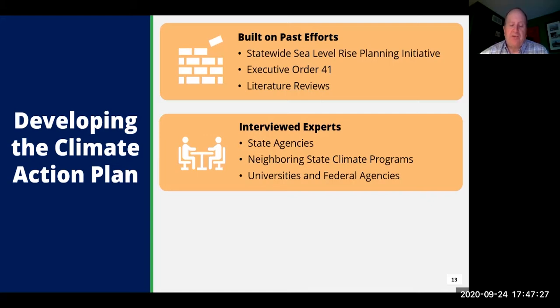Similar to the literature review, we spoke with other state resiliency programs to identify additional successful implementable actions. Also in the conversations, we identified possible actions where we could work together to use our available resources as efficiently as possible.